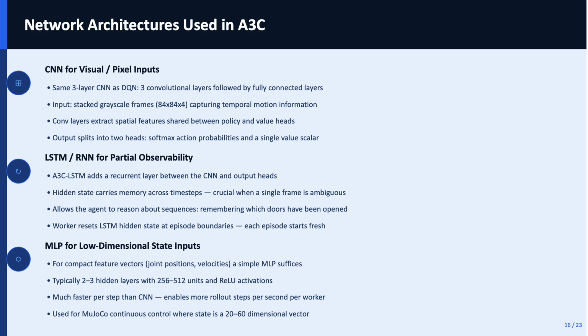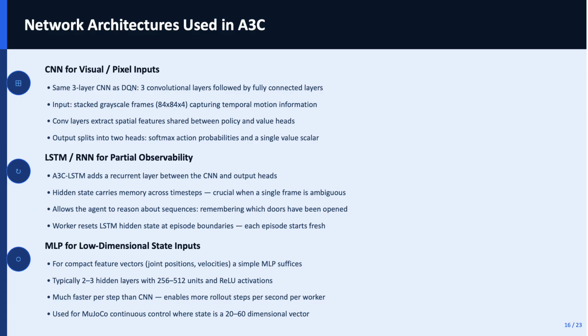The architecture of the neural network inside each A3C worker depends entirely on the structure of the state representation the environment provides. For visual environments, anything where the observation is an image or a sequence of frames, a convolutional neural network processes the raw pixel input through several layers of learned filters that detect edges, shapes, and motions before passing the resulting feature vector to the actor and critic output heads.